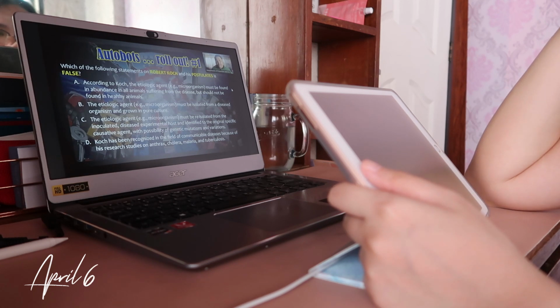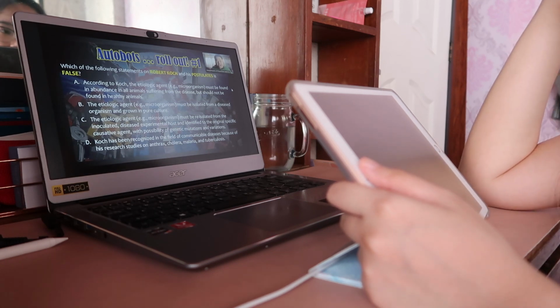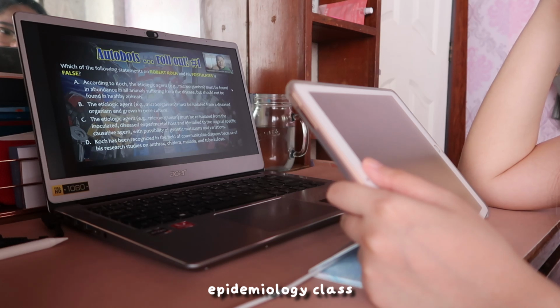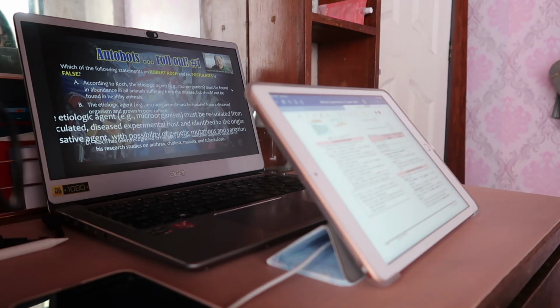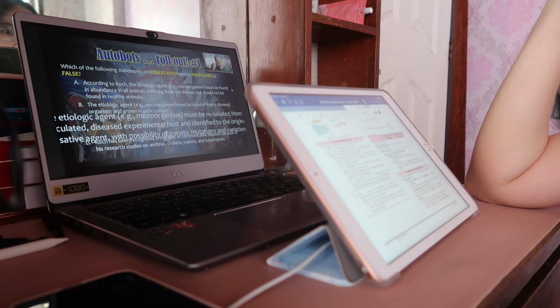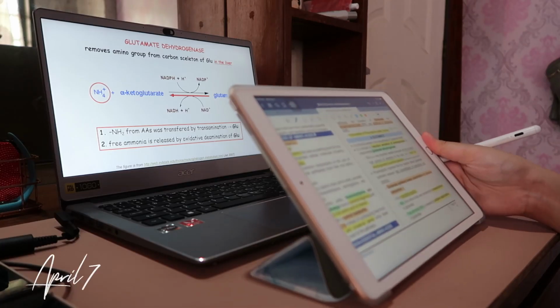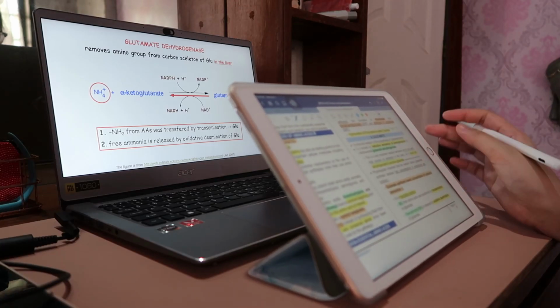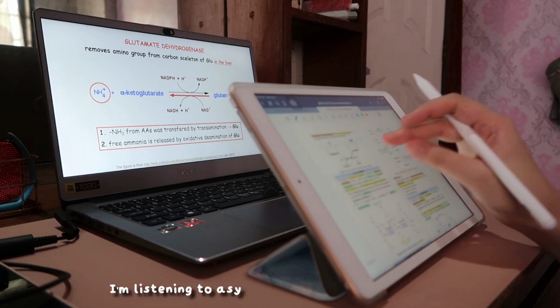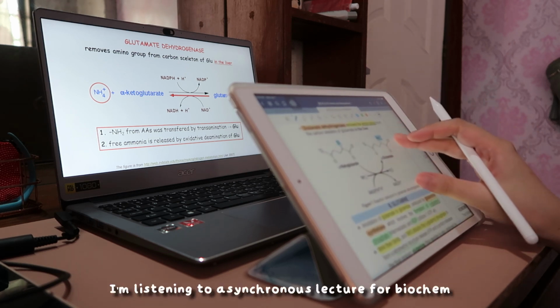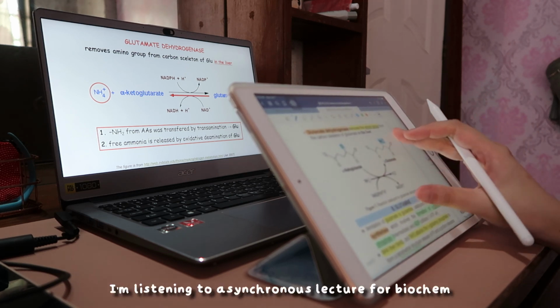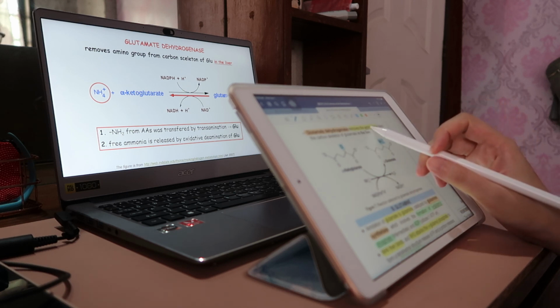And identify the original specific causative agent with possibility of genetic mutations or variations. As you can see, this is a reversible reaction. What happens is that the glutamate dehydrogenase removes the amino group from the carbon skeleton of blue in the liver.